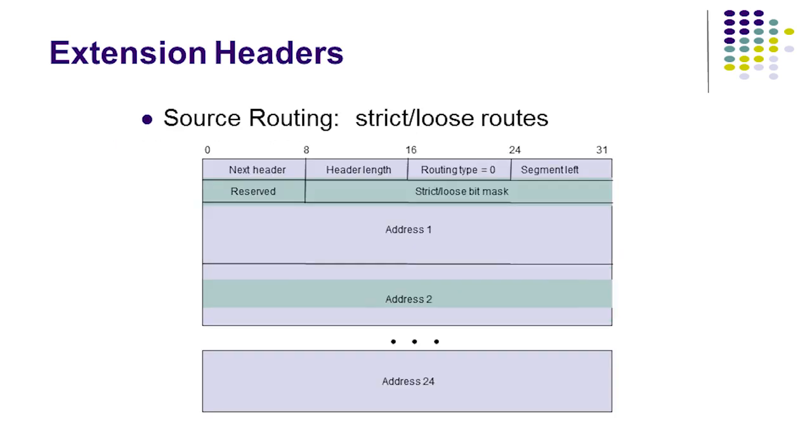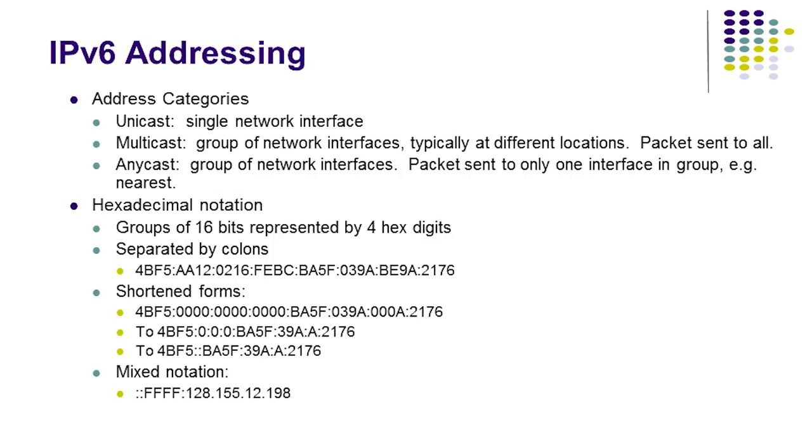Like IPv4, IPv6 allows the source host to specify the sequence of routers to be visited by a packet to reach the destination. This option is defined by a route extension header, shown in this figure. IPv6 addresses are divided into three categories: unicast addresses, multicast addresses, and anycast addresses. The dotted decimal notation would be rather long when applied to IPv6 long addresses. A more compact notation to use is hexadecimal notation.